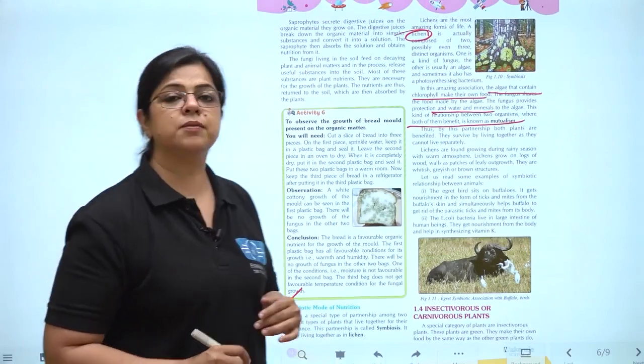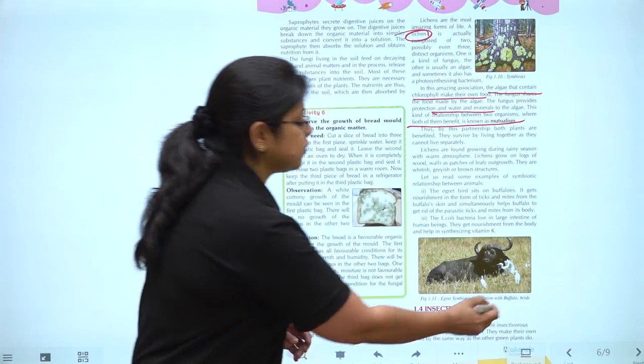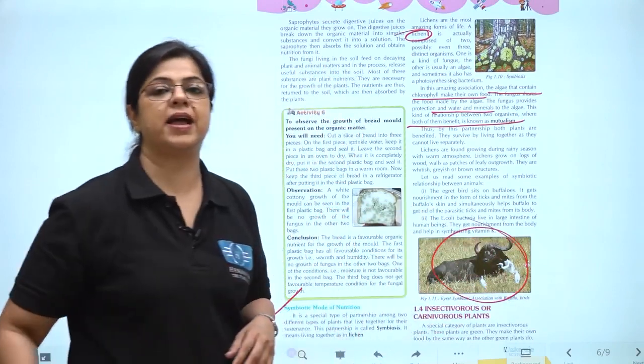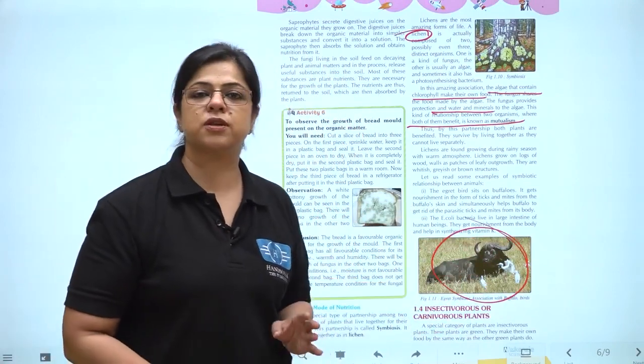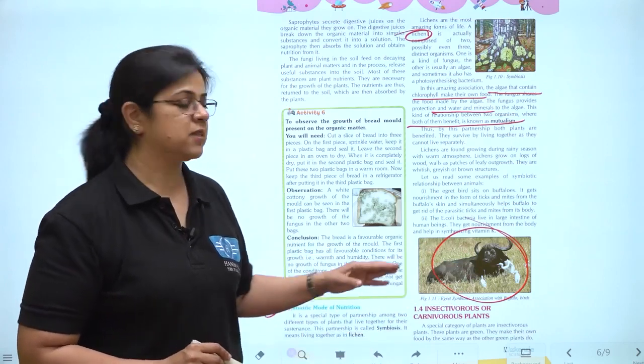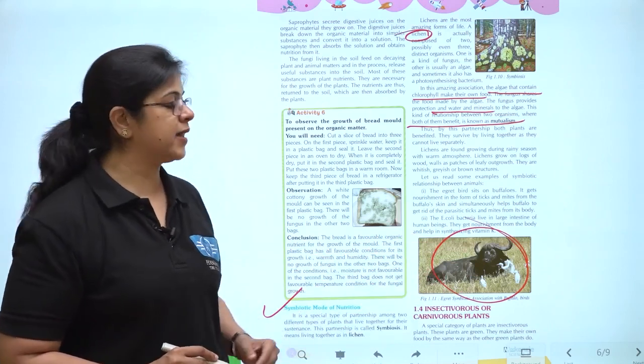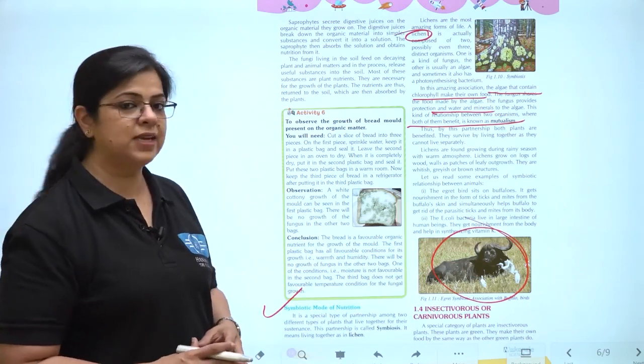Now, symbiotic relation is also seen in the animal world. If you see the example of an egret and a buffalo, the egret rides on the buffalo for protection, and in return, it eats the lice and ticks that are on the body of the buffalo. In this way, the two organisms mutually benefit from each other.